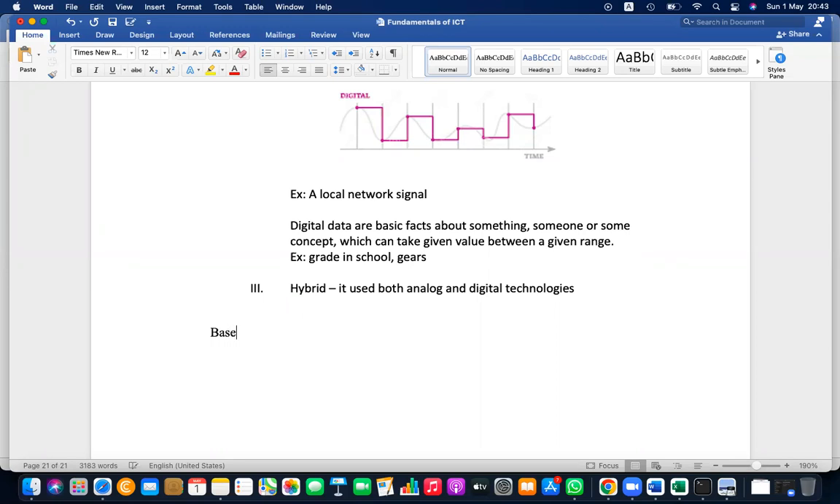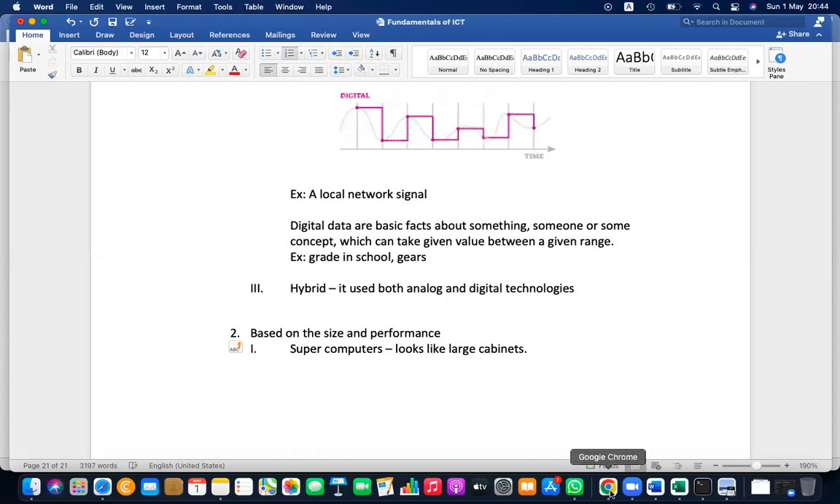The second classification is based on size and performance. So how can you divide according to size and performance? Number one is supercomputers. These computers look like large cabinets. Don't think about the cabinet in the parliament. I'm talking about the cabinet or the cupboard, a kind of drawer board.